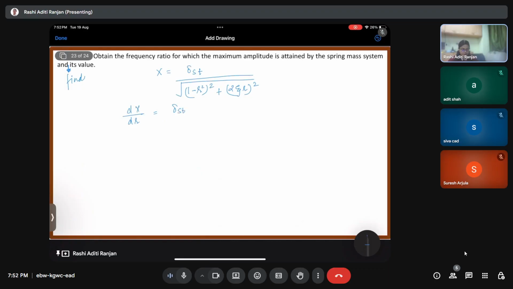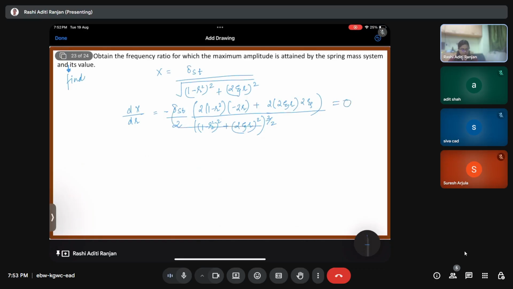We have minus 1 by 2. In the denominator, we have 1 minus r square whole square plus 2 eta r whole square to the power 3 by 2. And then in the numerator, we are going to have twice of r square, 1 minus r square into minus 2r, plus twice of 2 eta r into 2 eta, and this should be equal to 0.